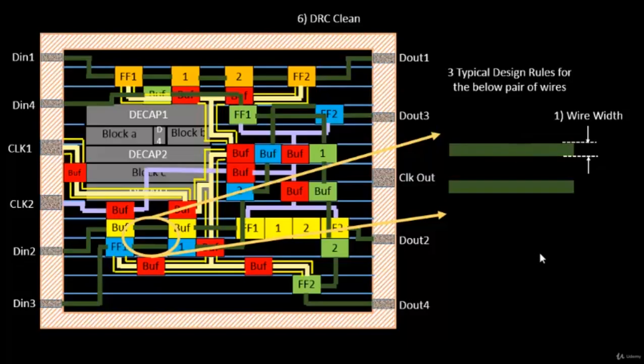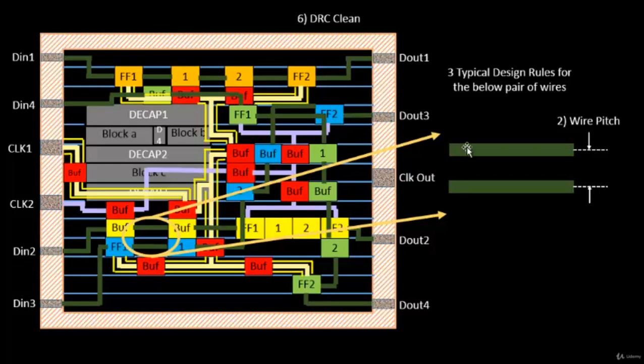There is another rule that lithography tells us: the minimum pitch between two wires should be this much. It basically says that the center-to-center distance of these two wires should be at least this much. These numbers come after a lot of optimization done on the lithography system itself.